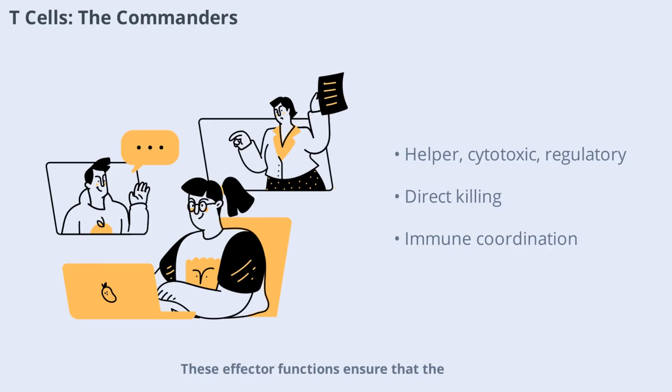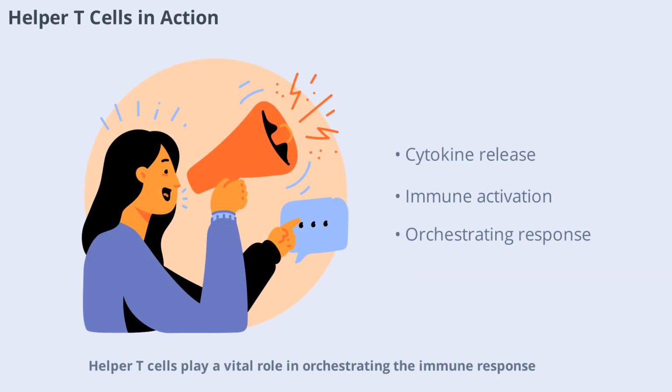These effector functions ensure that the immune response is both effective and controlled, targeting threats without harming healthy tissues. Helper T cells play a vital role in orchestrating the immune response. When they recognize antigens presented by other immune cells, they release signaling molecules called cytokines. These cytokines activate and direct other immune cells, such as B cells and macrophages, enhancing their ability to fight infections. Without helper T cells, the immune system's response would be uncoordinated and much less effective.